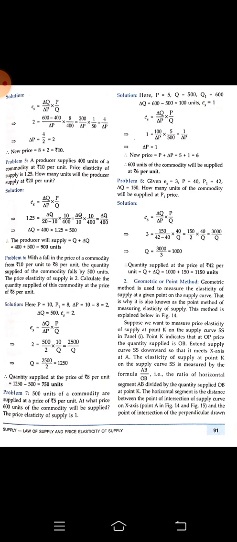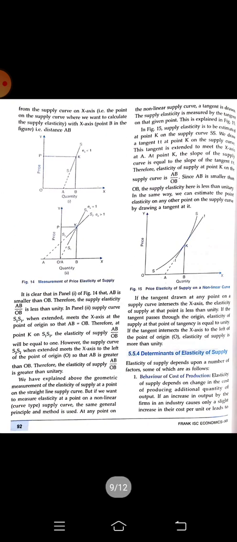Next we are saying the geometric or point method. The geometric or point method we have also done in our demand chapter. So it's the same thing here again. The geometric method is used to measure the elasticity of supply at a given point of the supply curve. That is why it is known as the point method of measuring elasticity of supply. How they are doing this we'll understand with the help of a diagram.